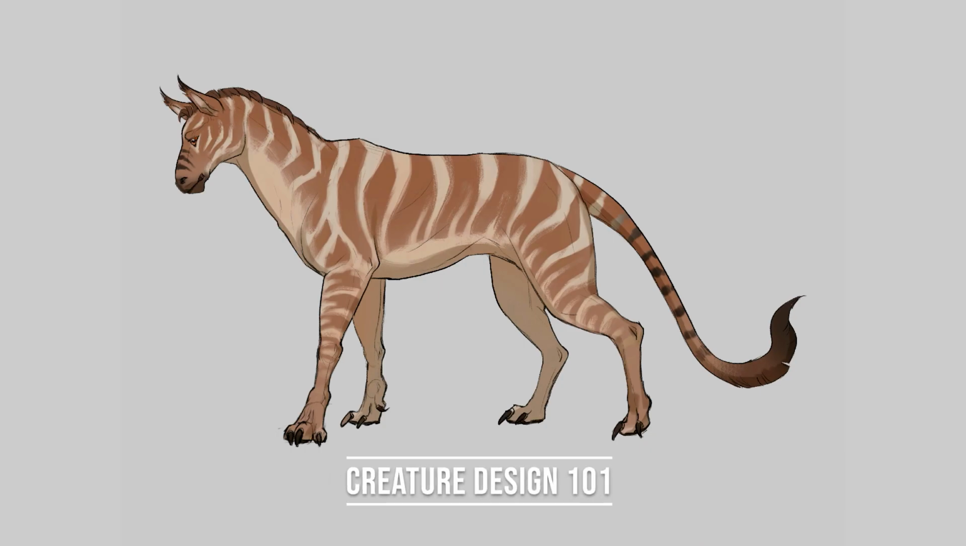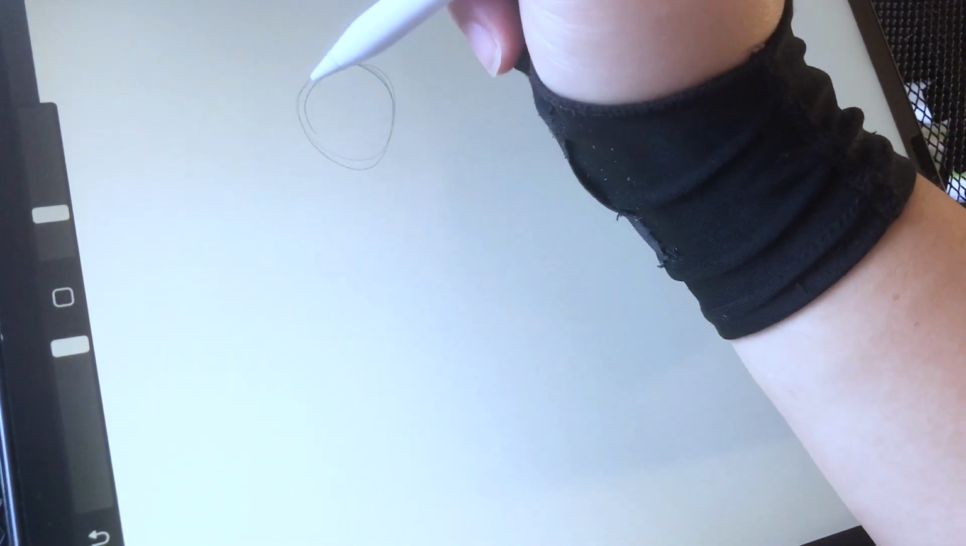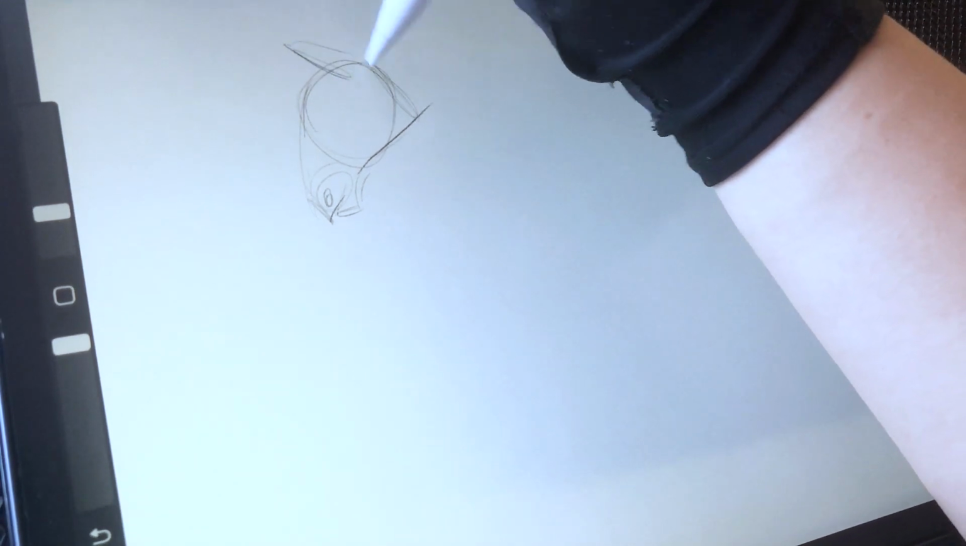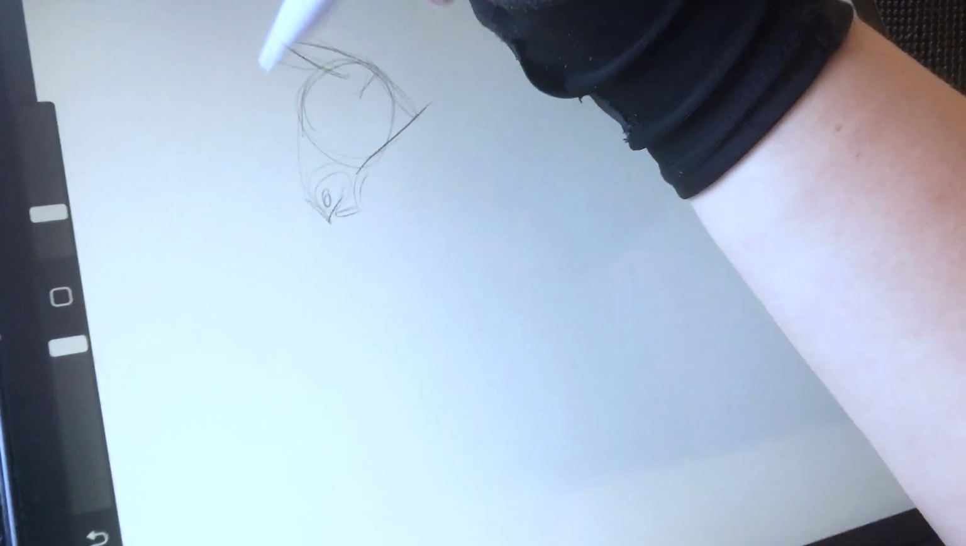Hi, I'm Michelle, an illustrator and concept artist, and this is a breakdown of how I think when I design creatures. When I started sketching, the only things I knew were that 1. I wanted a quadruped, aka an animal that walks on 4 legs, and 2. It had to live in the savannah.